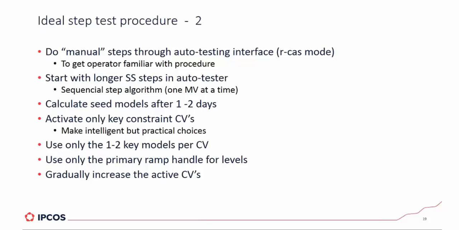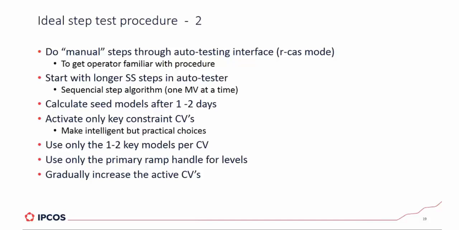After starting with longer steady state steps, we would be able to calculate our seed models, depending on the scope of course, after about 1 or 2 days, I would say. After that, we will activate only the key CVs in the application. There is never a case where you would get models for all the CVs and just switch on all of them. You would make intelligent choices and practical choices at the same time about which CVs you want to step against and which CVs you actually want to enable to influence the step test pattern.